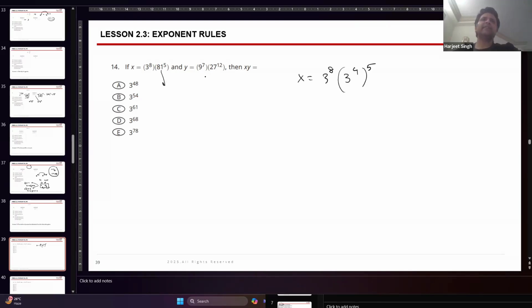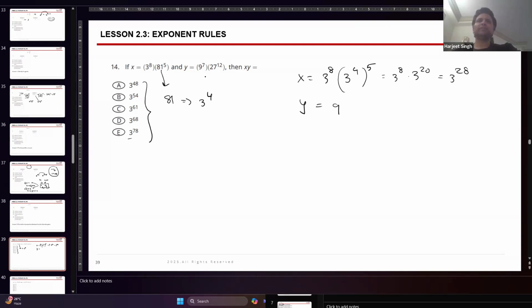So realizing that 81 is a power of 3, we can make things simpler for us. And even if you see the answer choices, everything is a power of 3. So clearly that also tells you to raise everything to the base of 3. So x will be 3 to the power 8 into 3 to the power 4 raised to 5. This is 3 to the power 8 into 3 to the power 20, 3 to the power 28.